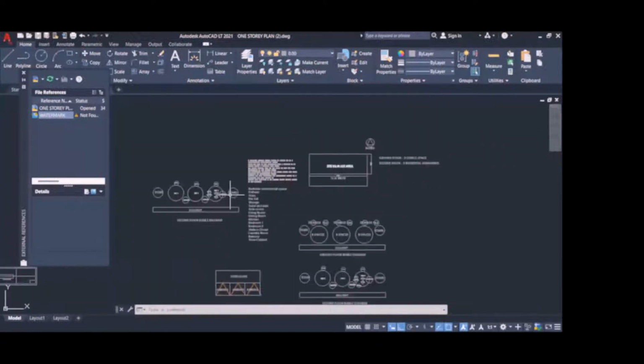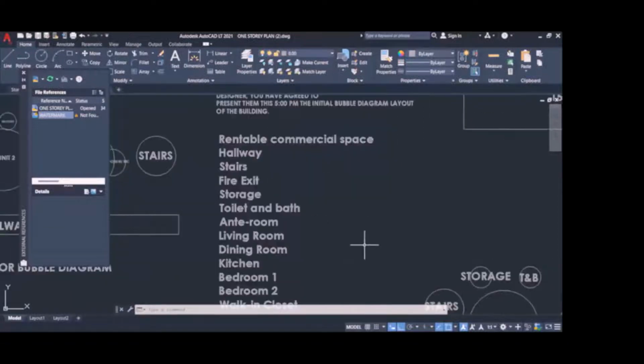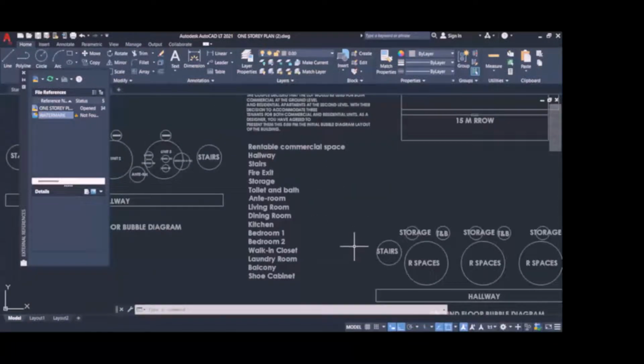So, here are the space requirements: rentable commercial space, hallway, stairs, fire exit, storage, toilet and bath, anteroom, living room, dining room, kitchen, bedroom 1, bedroom 2, walk-in closet, laundry room, balcony, shoe cabinet.